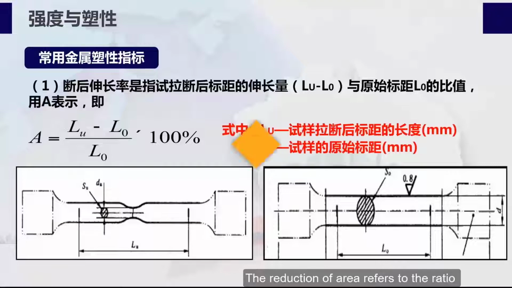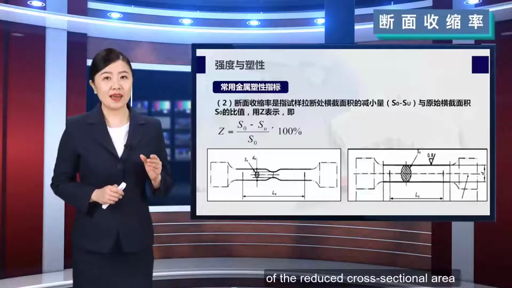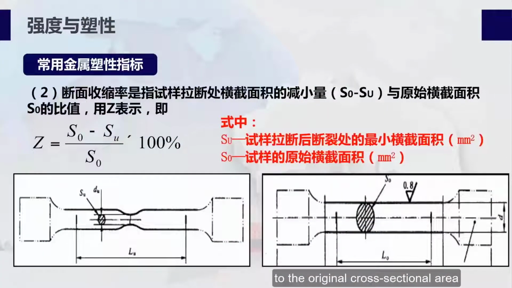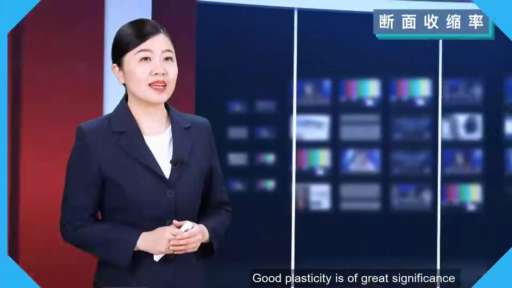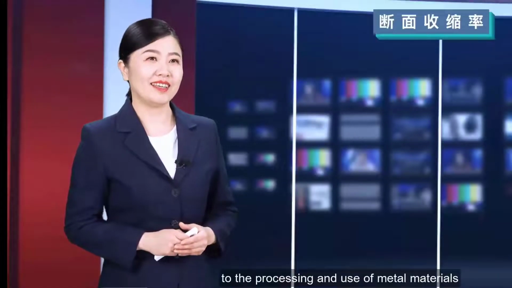The reduction of area refers to the ratio of the reduced cross-sectional area at the tensile fracture of the sample to the original cross-sectional area. The larger these two values, the better the plasticity of the material. Good plasticity is of great significance to the processing and use of metal materials.